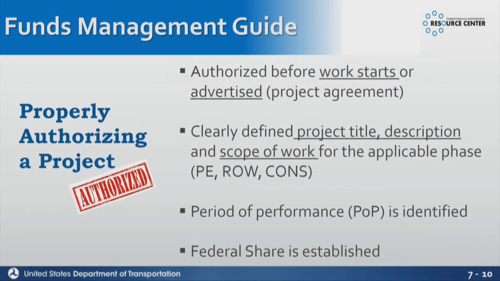Then the period of performance is identified. That is a big requirement. 2 CFR 200 requires that now, where you have a start date and an end date, and we have to have that on every project. And we have to establish what that federal share is. Whatever you pick, we say pick it and stick it. Once you pick that federal share, that's the federal share you should stick with. Most of the time, it's going to be your standard 80-20, throughout the life of the project unless you're doing lump sum.